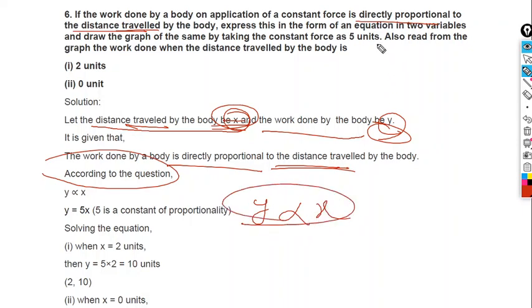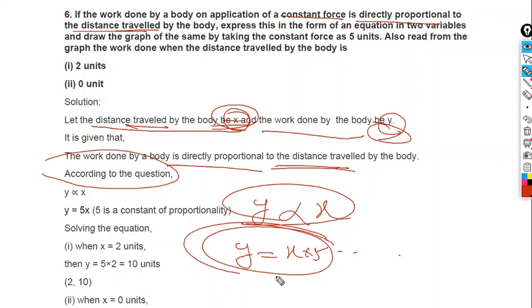And the force applied is constant. So y will be equal to x into 5, or 5 into x you can write, as 5 is the constant force here. So we got the equation now. y equal to 5x. This is our equation.